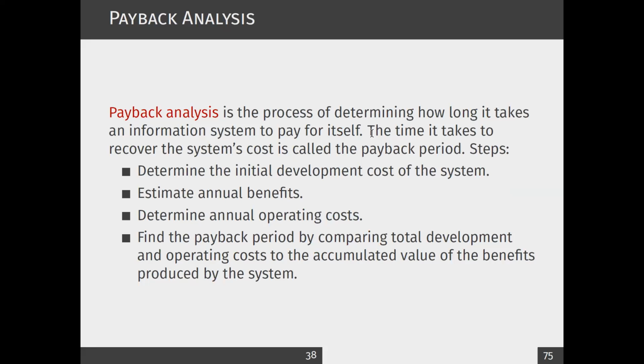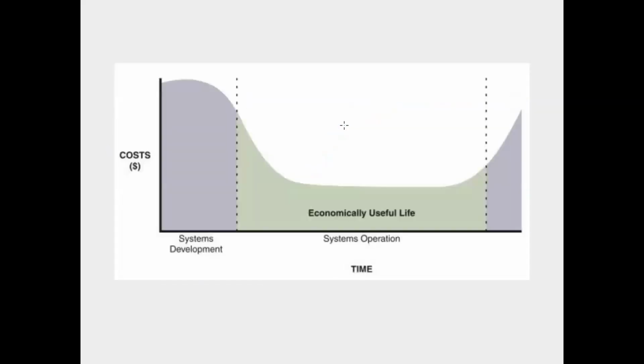So there are several steps. You can first start with the initial development costs, and then you can estimate annual benefits. You can find annual operating costs. And once you compare the total development and operating cost with the accumulated value of the benefits provided by the system, you can find the payback analysis. Let me explain in a little more detail. Now, if you look at the costs in developing software, it would be something like this.